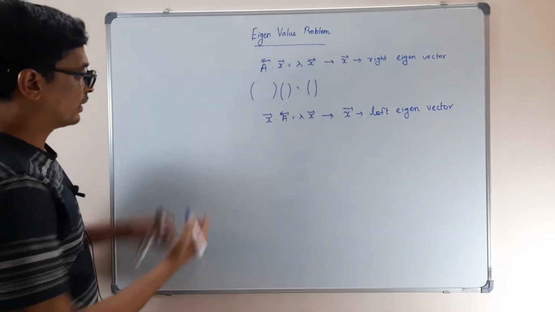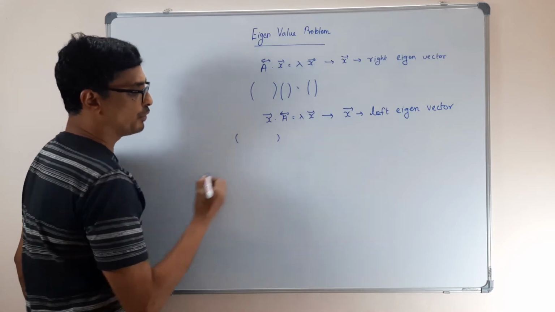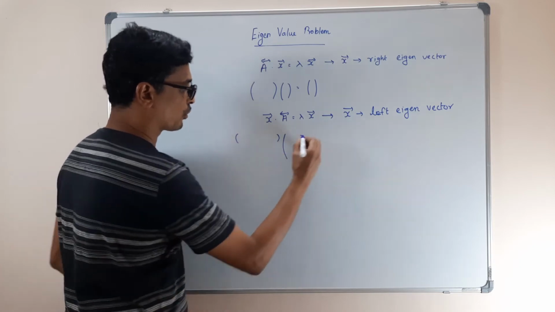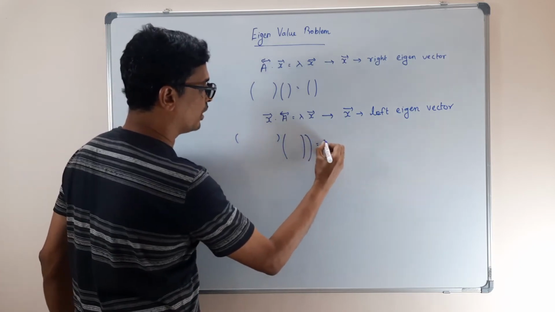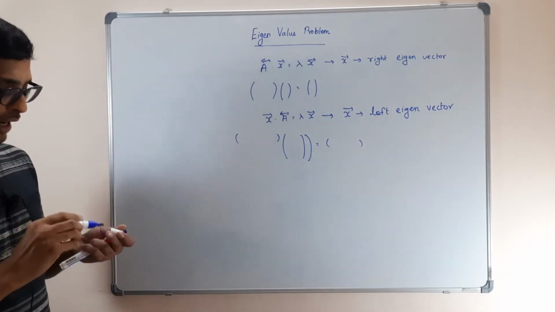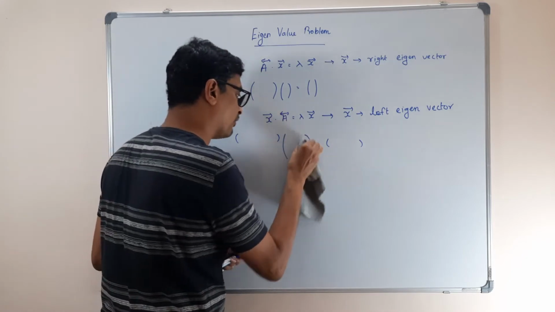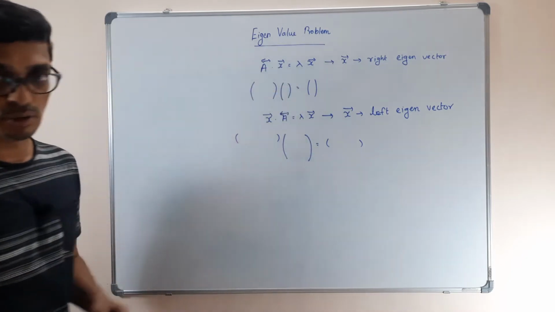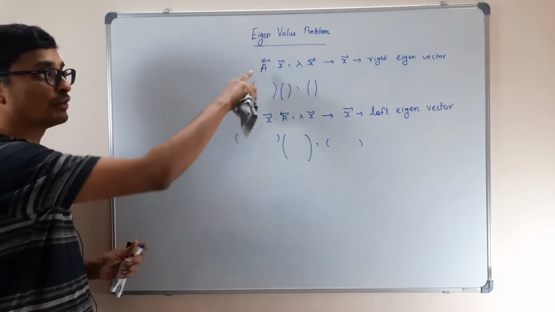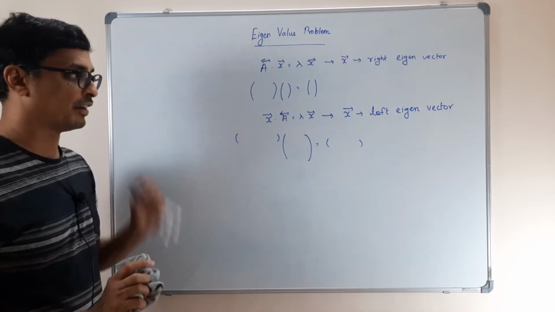So for the left eigenvector, what happened here? The left eigenvector will be a row matrix multiplied into a square matrix, which will again give a row matrix. These are the two types of eigenvectors you can get: the right eigenvector and the left eigenvector. The algorithm we saw in the earlier case is basically for the right eigenvector. In fact, you can use the same algorithm to find the left eigenvector also.